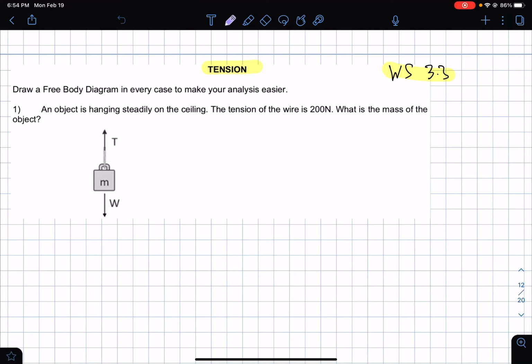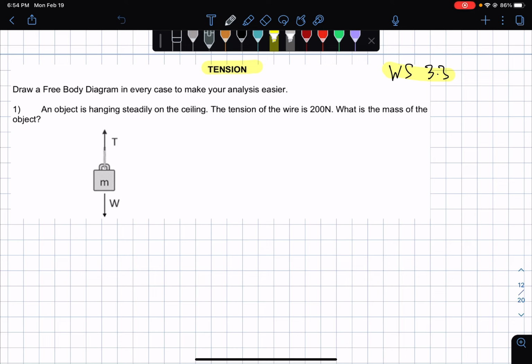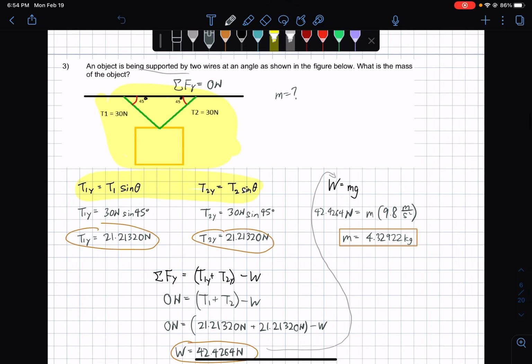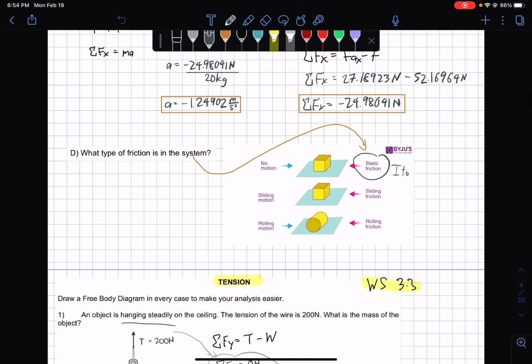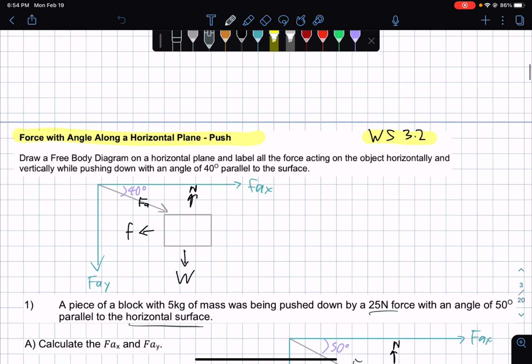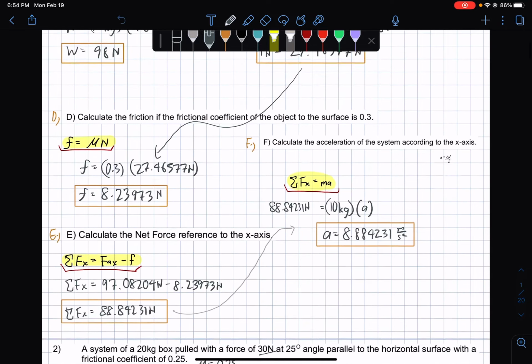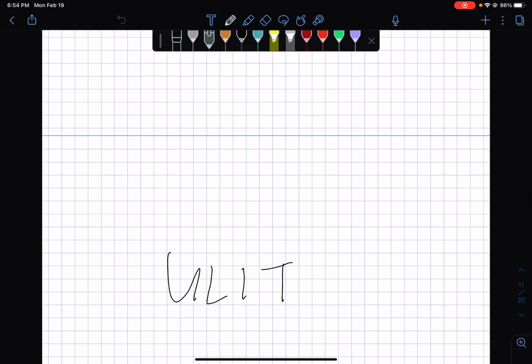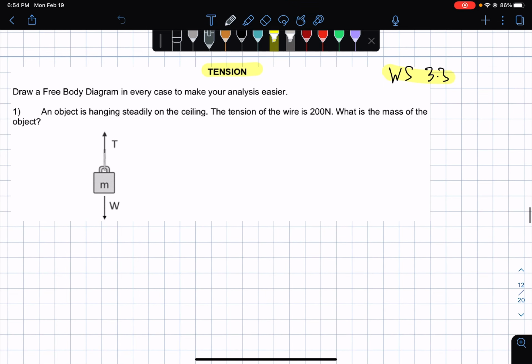In this video, we will be discussing some practice questions regarding the concept of tension. In the previous videos, we discussed push and pull, regarding force with angle along a horizontal plane. So this is just a continuation of what we've started. This is the third lesson.